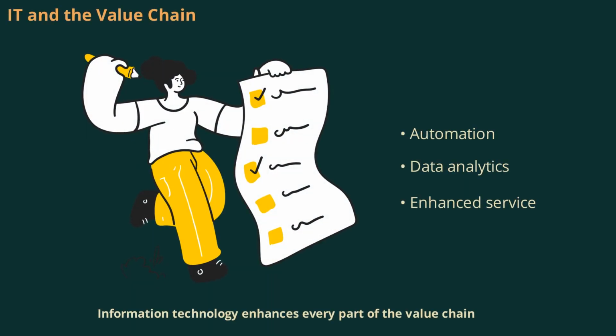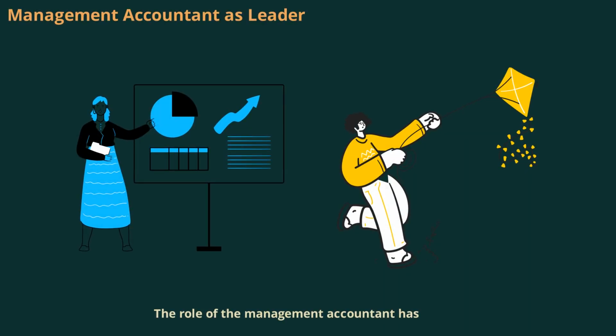Information technology enhances every part of the value chain, from inbound logistics to after-sales service. Automation, data analytics, and digital communication improve efficiency, reduce costs, and create new opportunities for value creation. Organizations that leverage IT strategically can transform their operations and customer experience. The role of the management accountant has evolved from traditional stewardship to strategic leadership. Today's management accountants analyze data, support decision-making, drive innovation, and lead organizational change. They are at the crossroads of technology, finance, and strategy, helping organizations navigate complex business environments and achieve sustainable success.